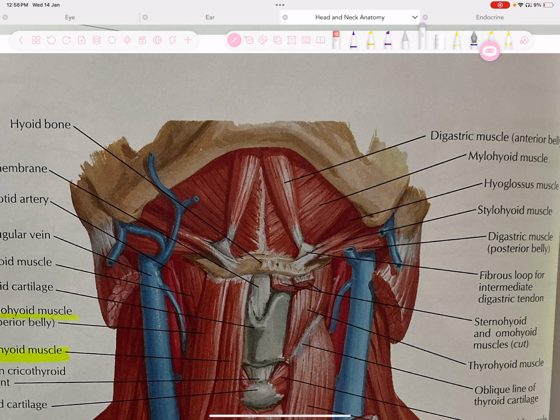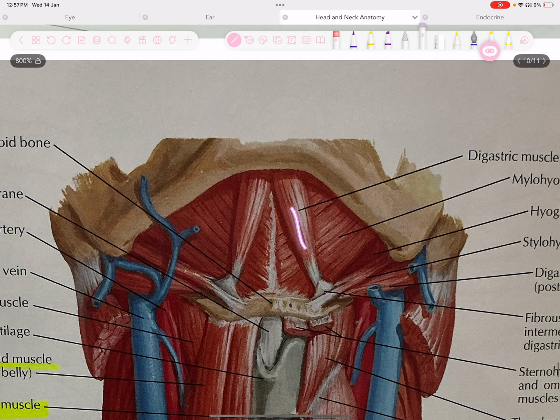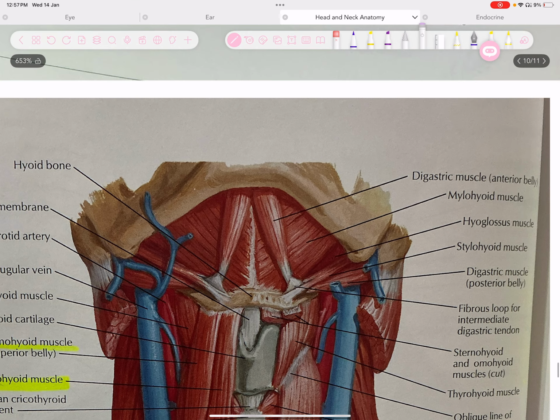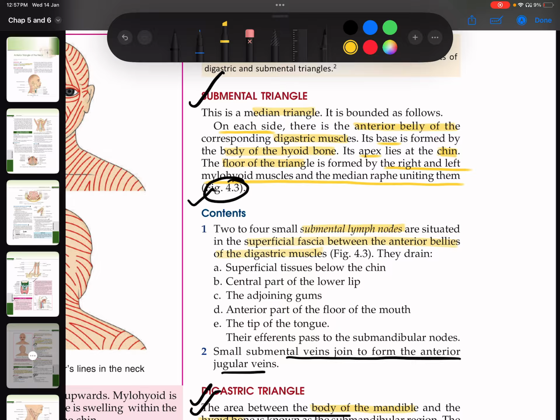Now, what are the contents? It has submental lymph nodes. They're situated in the superficial fascia between the anterior bellies of the digastric muscle. So between the anterior bellies of the digastric muscle, in the superficial fascia, you'll have the lymph nodes. Then moving forward, what is the next content? They drain the superficial tissue below the chin, the central part of the lower lip, the adjoining gums, and the anterior part of the floor of the mouth. The efferents pass to the submandibular nodes. You also have submandibular nodes. So here you can just know the lymph nodes, so that's enough.